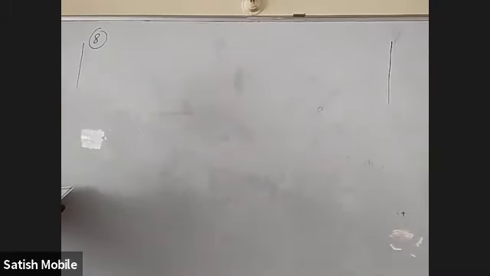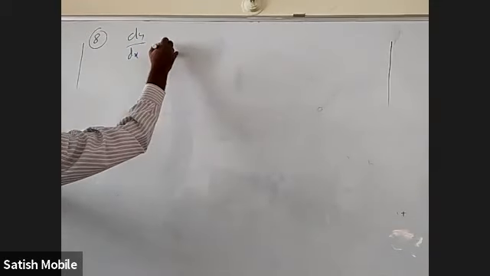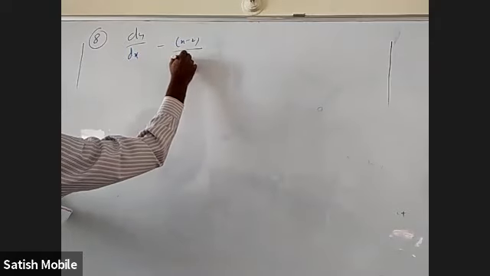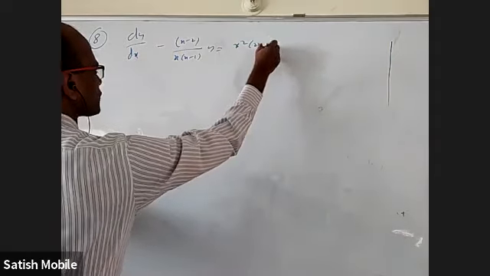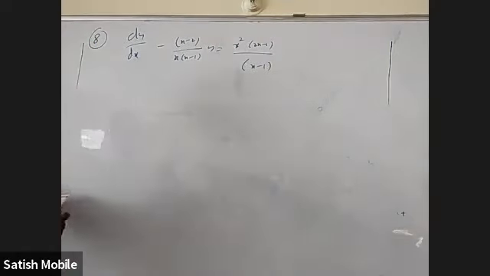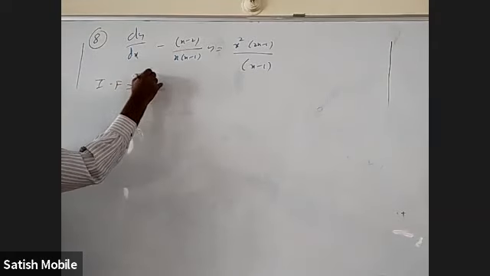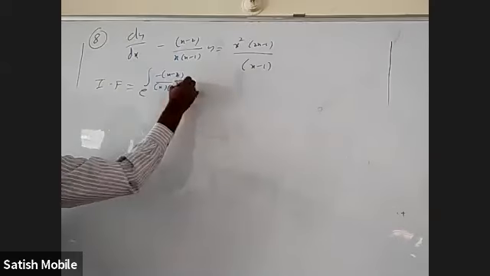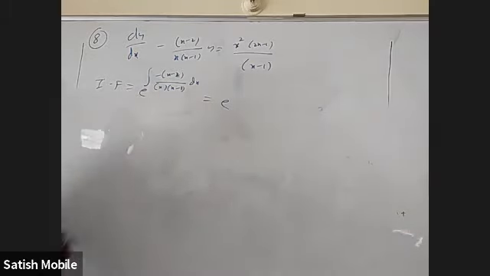In 8th one, if I divide it by x into x minus 1, I will get dy by dx minus (x minus 2) by x into (x minus 1) into y equals x square into (2x minus 1) by (x minus 1). Okay. So integration factor is e power integral of minus (x minus 2) by x into (x minus 1) dx. I think it is better we use partial fractions, or x square minus x, derivative to x minus 1. Okay, not that.